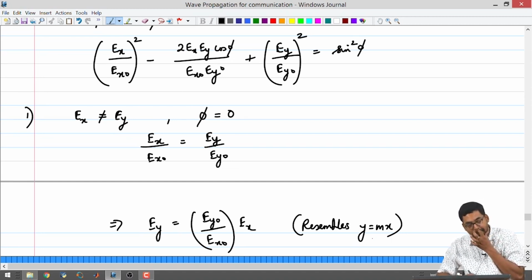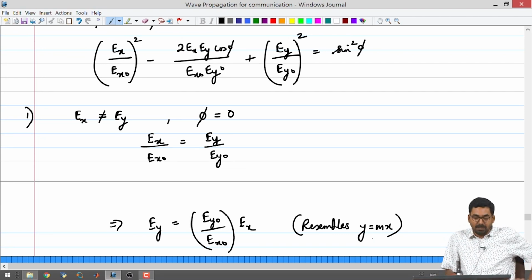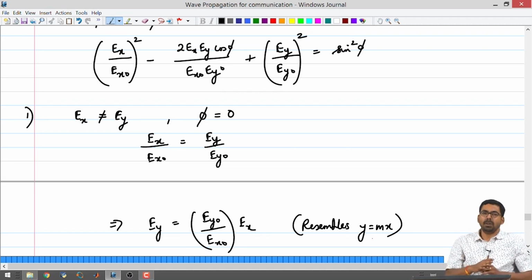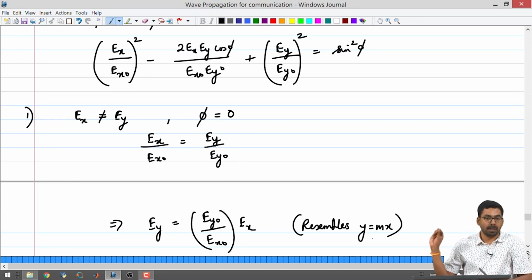What does this mean? This means that Ey is always a constant multiplied by Ex. So, instead of looking at all these things, you could look at the configuration that you had. You have a net electric field like this, and the y component is always a constant multiplied by the x component.